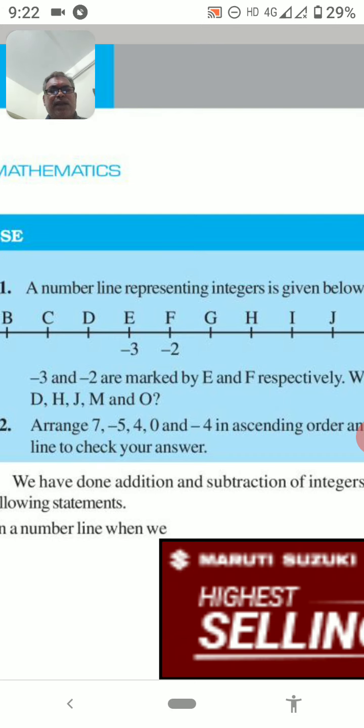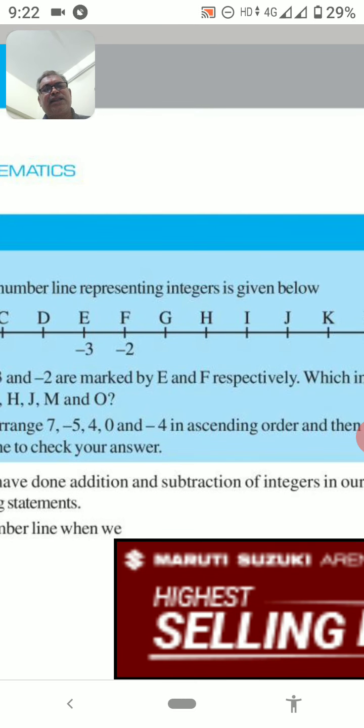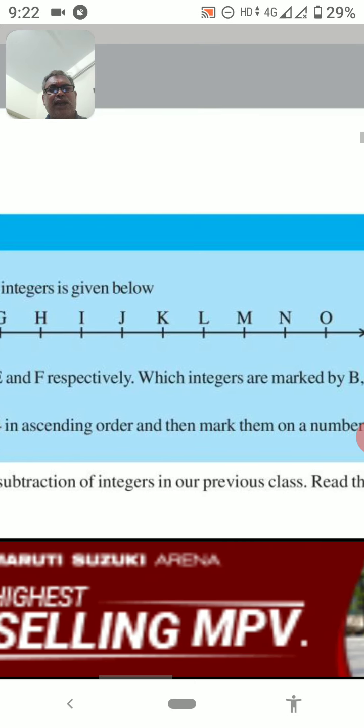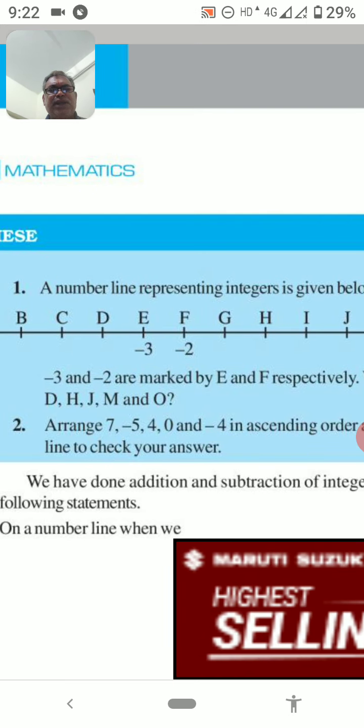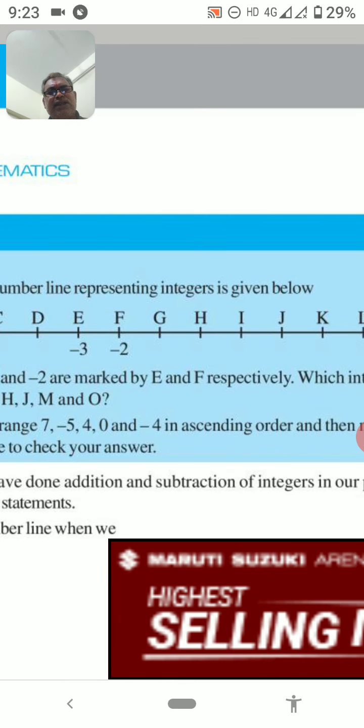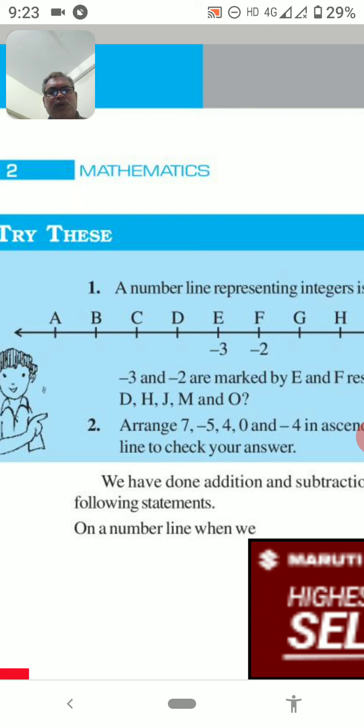As you go to the right side, the numbers are increasing, and as you go to the left side, the numbers are decreasing. This you know. So using that technique, as you go left, the numbers are decreasing. As you go to the right, the numbers are increasing. So you can fill all the integers related to the subsequent alphabet. Suppose what is K, what is L, what is M, you can write here. So F is -2. Then what is G? G equal to -1. Then H equal to 0. Then I 1. J 2. Like this you can go. And D -4. C -5. So you can arrange the integers for the alphabet. So try this you can perform.